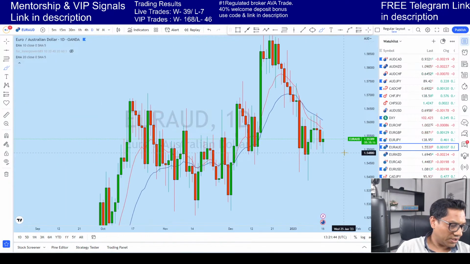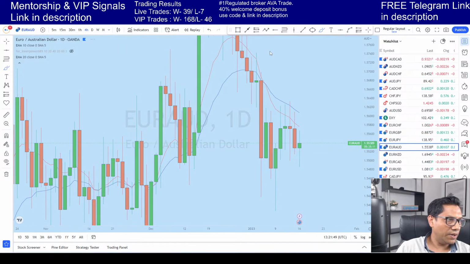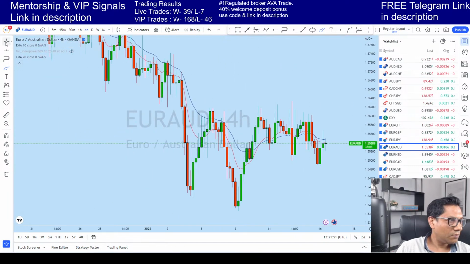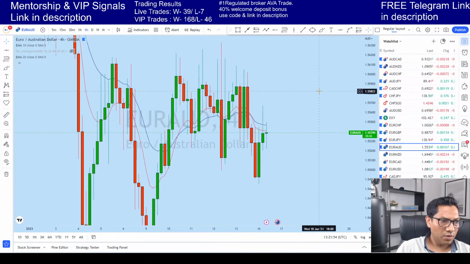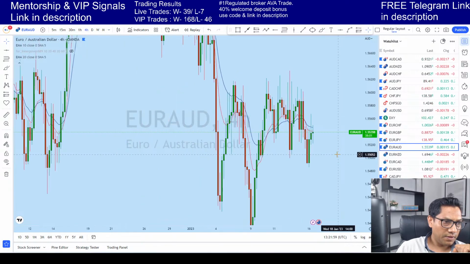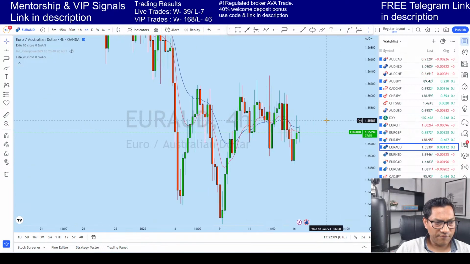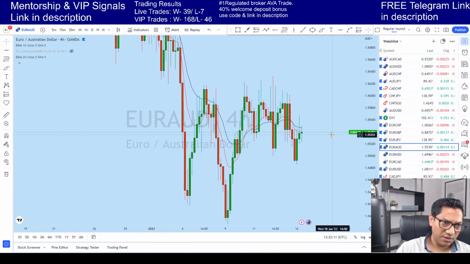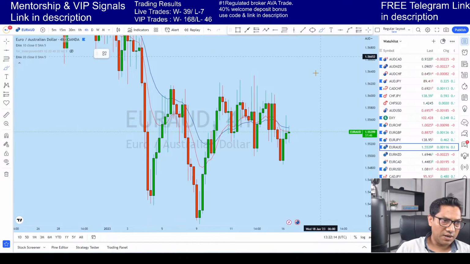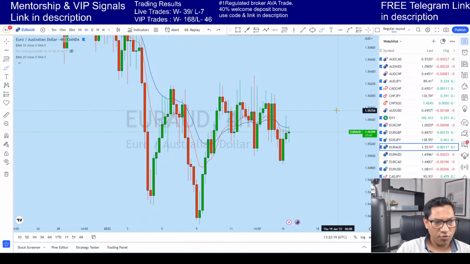Okay, so basically Euro AUD from the daily perspective is showing bearish. Now looking at the lower time frame, what I see, guys, is that Euro AUD is a kind of choppy market. It's not that impressive for trading, but the price action is bearish, but at the same time very choppy.